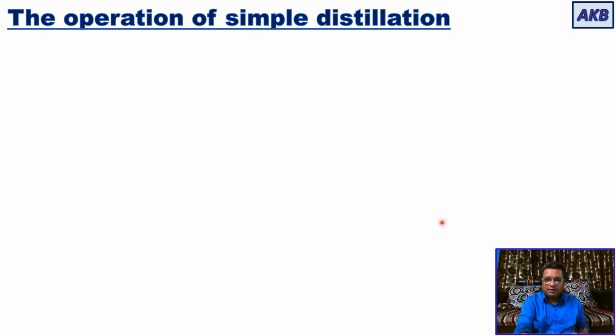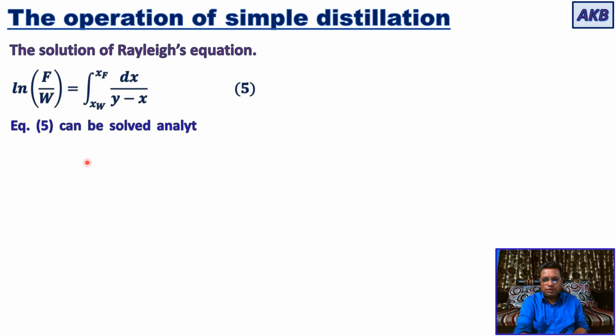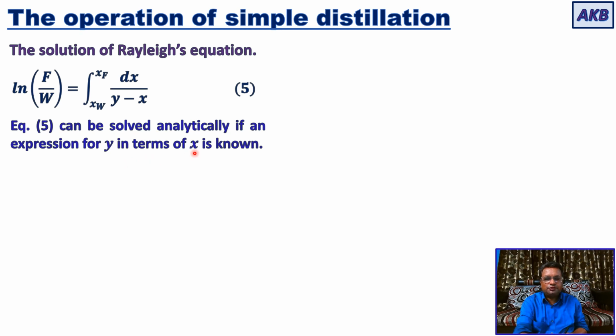Now let us talk about how we can solve Rayleigh's equation. The equation is ln of F by W is equal to integration of dx upon (y minus x) from xw to xf. You can solve equation 5 analytically if you know how y is related to x. So equation 5 can be solved analytically if an expression for y in terms of x is known.